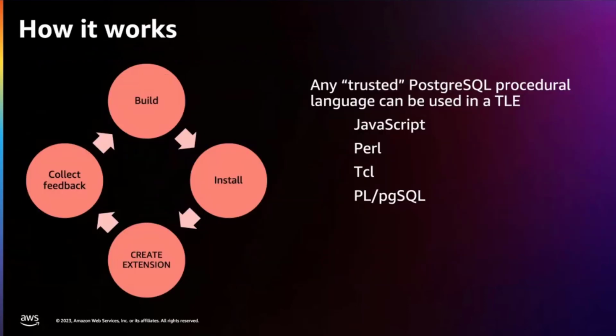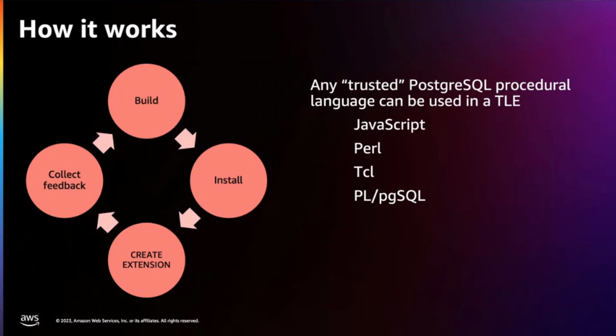So let's look at this in terms of how it works and what your software development cycle would look like. First, you have a customer problem you need to solve, and it makes sense to do this with a trusted language extension. Say, let's take the search algorithm example. I need to build a search algorithm to look for available spaces. So first, I'm going to build the stored procedures that I need using one of the trusted languages that are available today. In Amazon RDS and Amazon Aurora, those languages are JavaScript, Perl, Tcl, and Postgres PL/pgSQL.